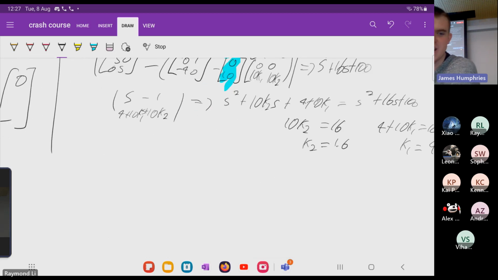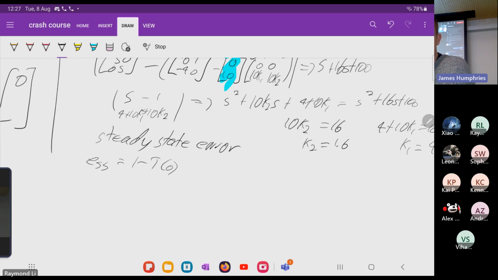Now, we're not finished. We need to find that steady state value. Steady state error. Okay, and so therefore we have the E of S is equal to 1 minus T of naught, which is the DC gain. So that'll be T of naught is equal to C of minus A minus BK inverse B, where we set the S value to be 0, because otherwise there'd be an SI here. That makes sense?